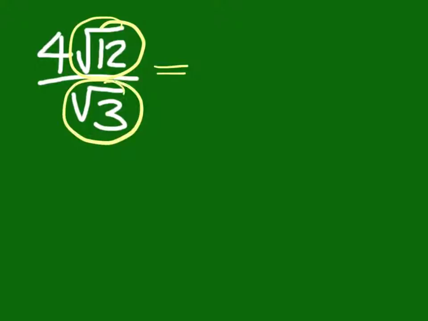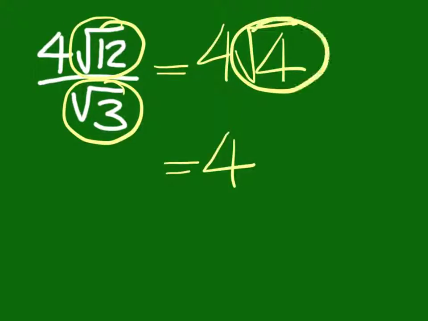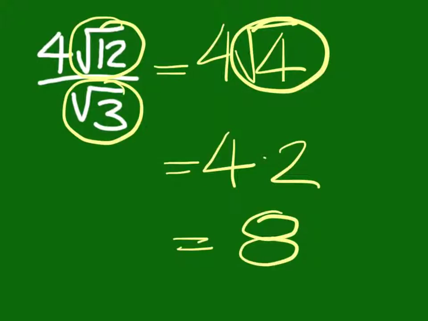For this practice problem, you can use the shortcut that we just did on the previous practice, or I showed you off camera. The square root of 3 underneath the square root of 12, that's a fraction that you can simplify. 12 over 3 is 4, so it's 4 square root of 4. And 4 times the square root of 4 is really 4 times 2. So the answer is 8.